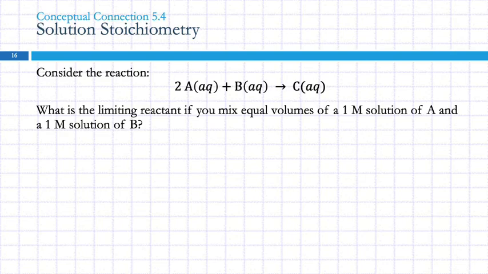Consider this reaction. This is conceptual, so we're not supposed to have to do any calculating. We got 2 moles of A reacting with 1 mole of B to make 1 mole of C. What is the limiting reactant if you mix equal volumes of a 1 molar solution of A and a 1 molar solution of B?